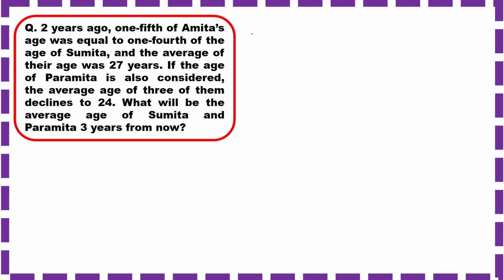So we can consider the ages of Amita, Sumita and Parmita. We can assume the present ages as A, S and P, right? And it was given that 2 years ago, 1/5 of Amita's age was equal to 1/4 of the age of Sumita, and the average age was 27 years.